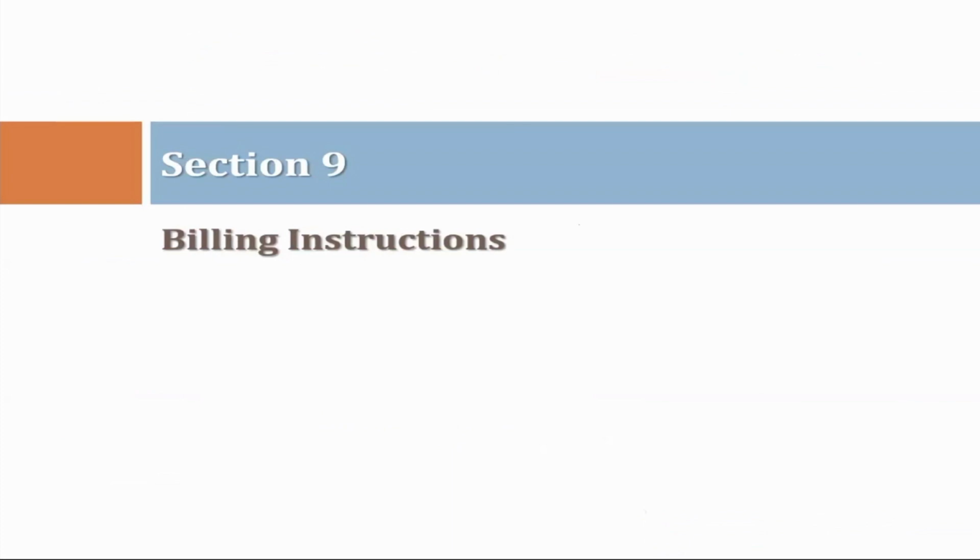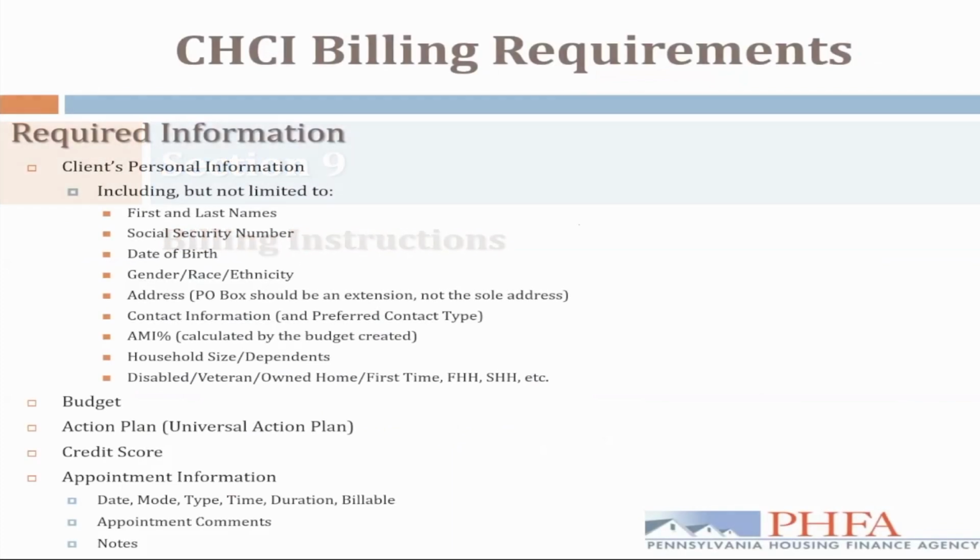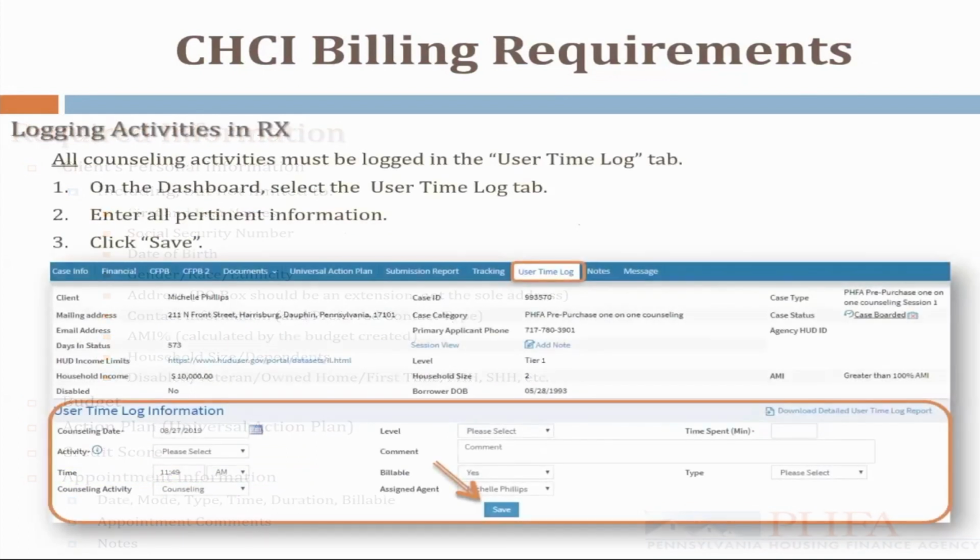Section 9, billing instructions. Required information: for all clients that you're sending in for reimbursement, make sure you have the following information listed: name, social, date of birth, and all your demographic information. We should have complete budgets, complete action plans, credit scores, and all the appointment information should be listed in the user time log. Here's an example of what the user time log looks like.